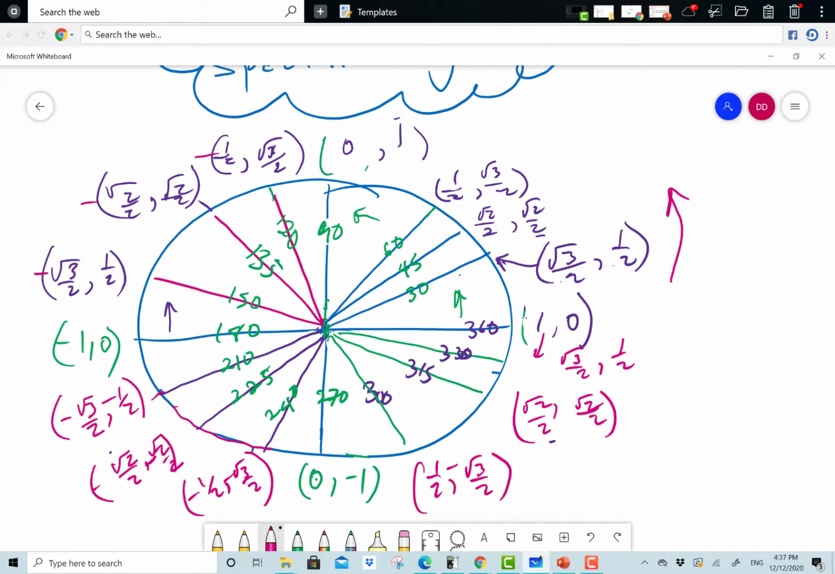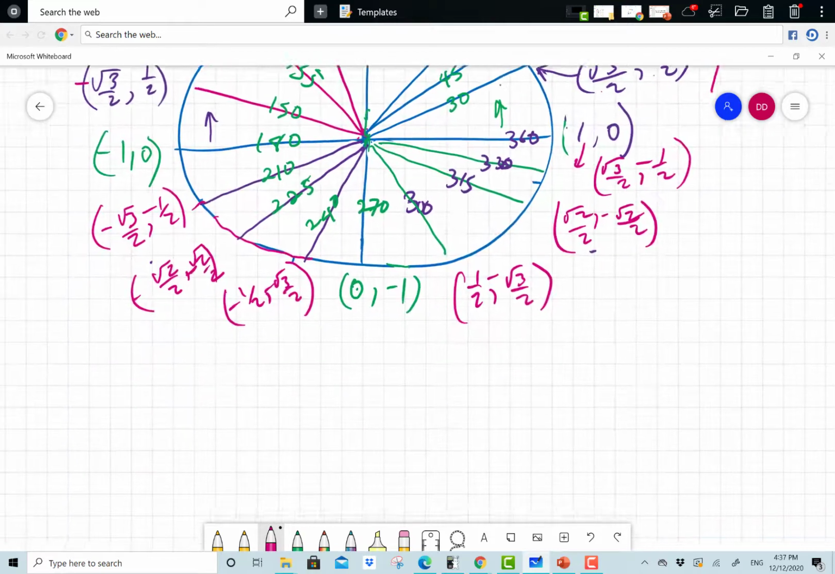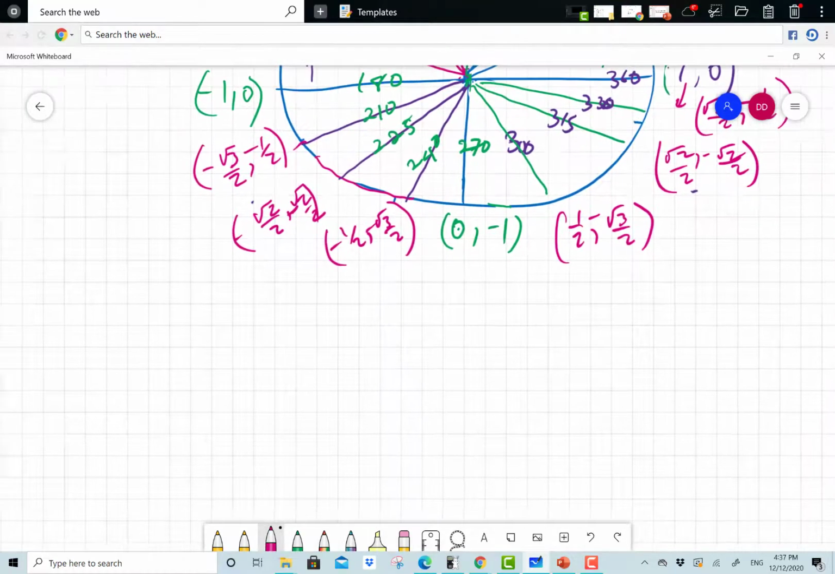Here, y is negative. So negative, negative, negative. Good. So in that case, my y is going to be negative. So that completes the unit circle. Once you get the first quadrant, all the other quadrants are going to be the same. Now we're going to use this to find some special angles.